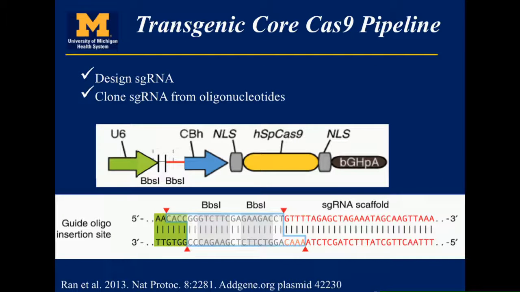So it's pretty simple. You design a couple of complementary oligonucleotides, anneal them together, drop them into the BbsI enzyme sites in the PX330 vector that Feng Zhang developed.